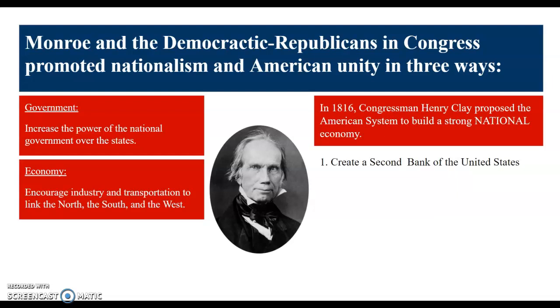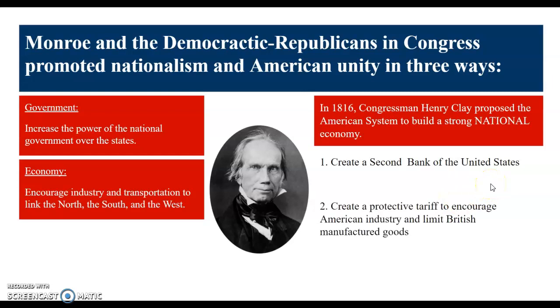The first part was to create a second Bank of the United States. In 1811, the charter of the first Bank of the United States, created under Alexander Hamilton, expired, so there was no national bank. So Henry Clay felt that we needed it to promote the economy, to create a common currency, and to get back on track financially in the United States.